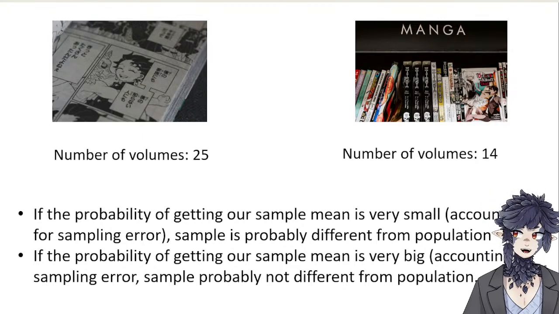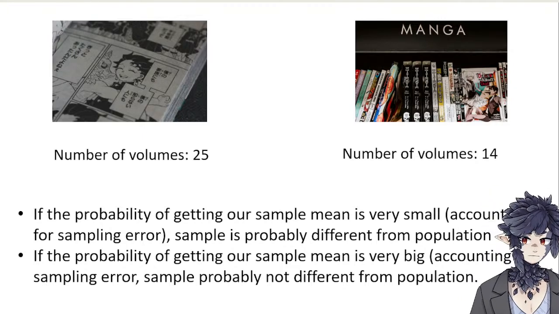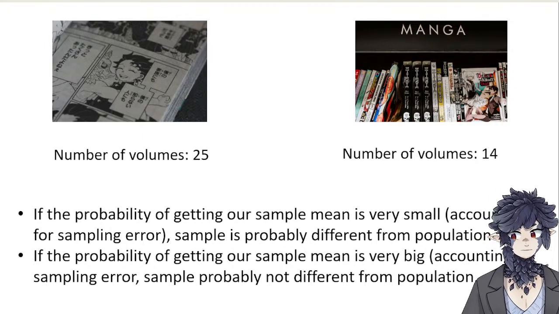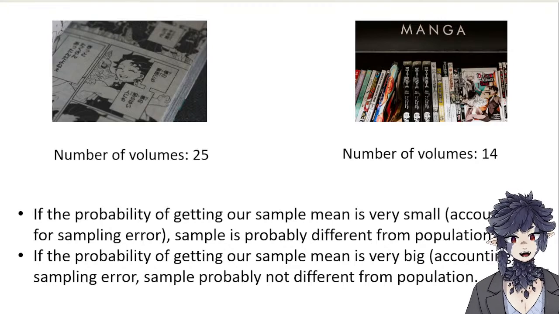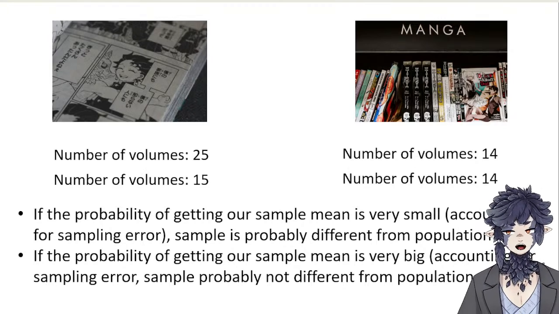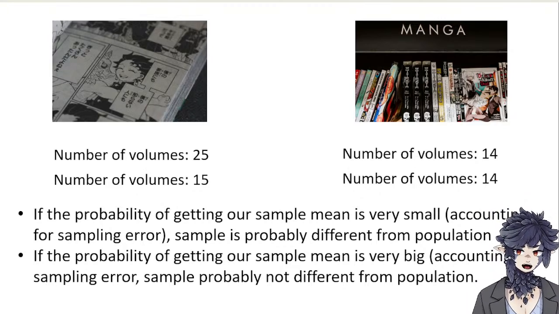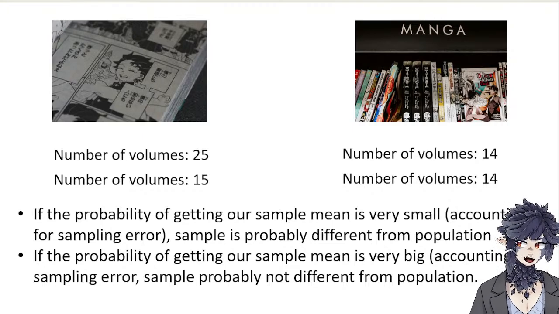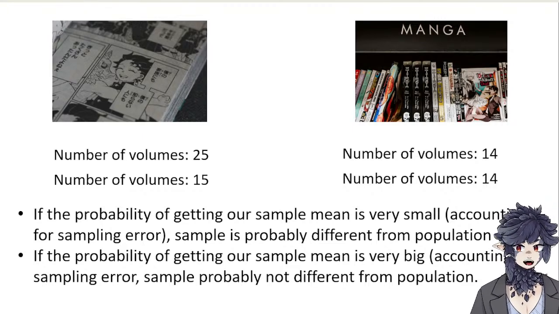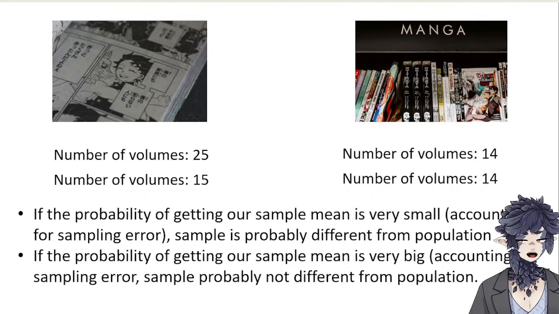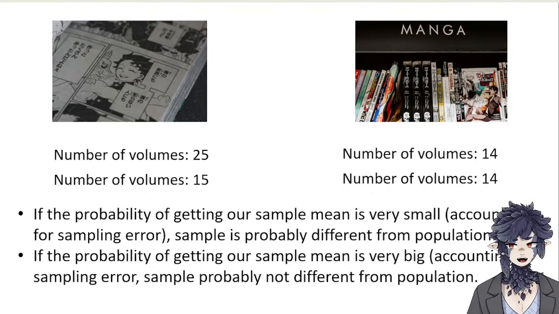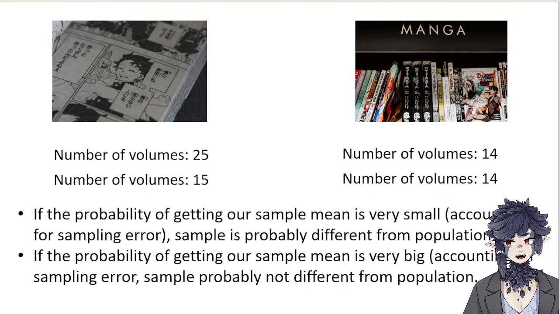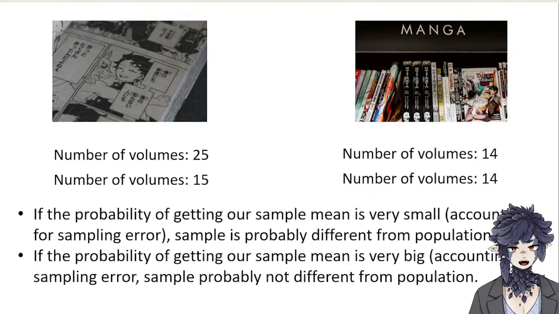If the probability of getting our sample mean, in this case the number of volumes for shonen manga, is very big, so it's pretty typical of manga in general, then we might conclude there's no difference. So let's say I find the average number of volumes of the shonen manga in my sample is only 15 volumes, whereas manga in general it's only 14 volumes. That feels like it's probably within the margin of error. That's within sampling error. We can't conclude that shonen manga is any longer than manga in general.